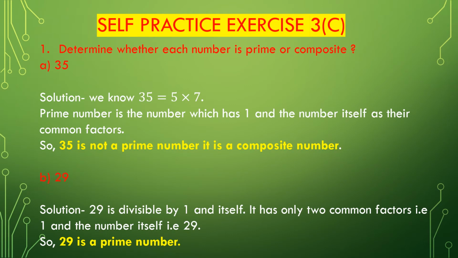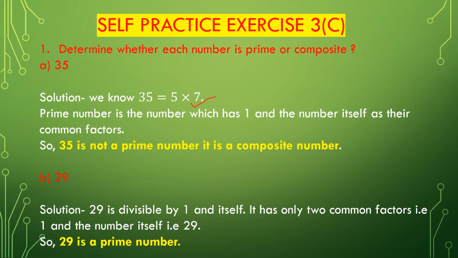Now we solve question number 1. Question number 1 is determine whether each number is prime or composite. First bit is 35. We have to find the number 35 is composite or prime. We know when we multiply 5 with number 7, we get the number 35. 35 is 5 multiplied by 7.